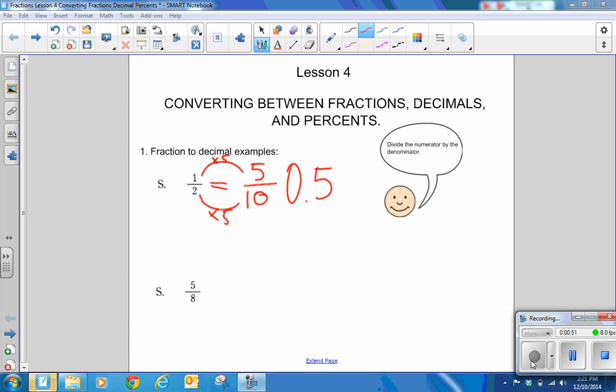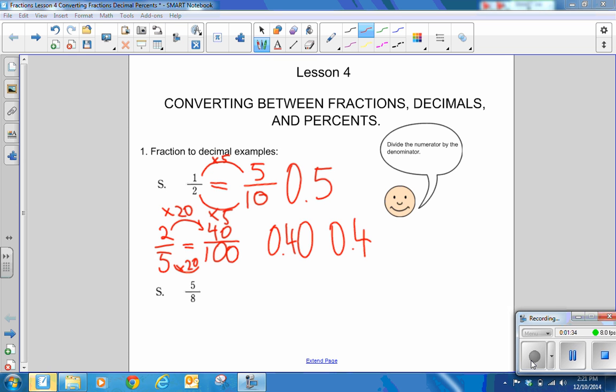If I want to convert, let's say, 2/5 to a decimal, I need to again make sure that I have an equivalent fraction with a denominator of 10 or 100. Let's try 100 this time. If I want to get from 5 to 100, I need to multiply 5 times 20. And if I multiply 2 times 20, I get 40. 40 hundredths can be rewritten as a decimal, 0.40 or 0.4.